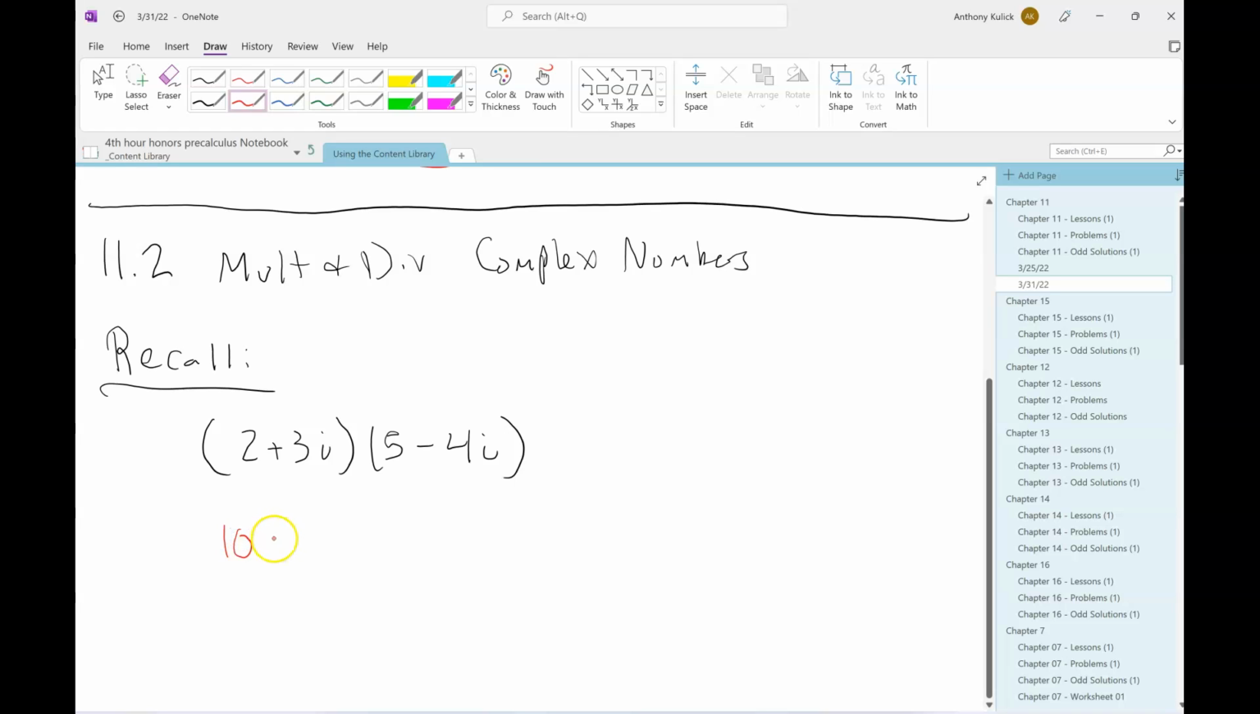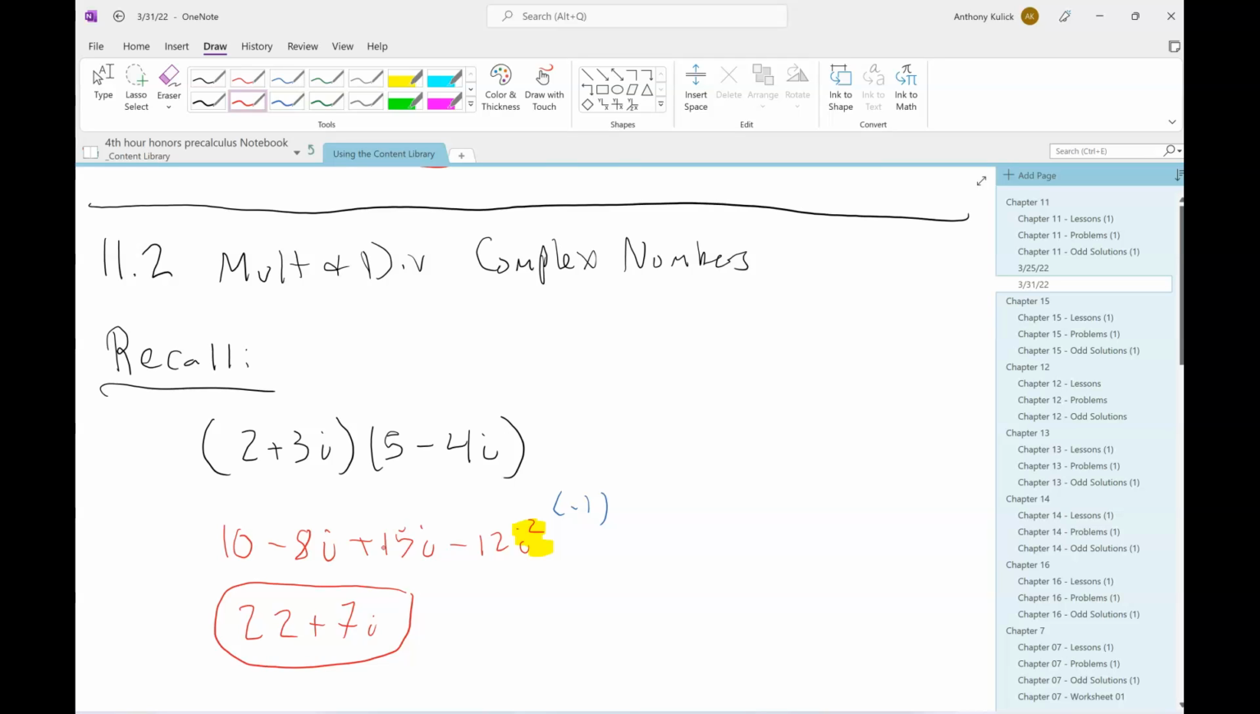So 2 times 5 is 10. 2 times negative 4i is negative 8i. 3i times 5 is 15i. And 3i times negative 4i is negative 12i squared. And what's i squared equal again? Negative 1. So when I combine like terms, I really have 12 plus 10, so 22, and then plus 7i. Everybody okay there?